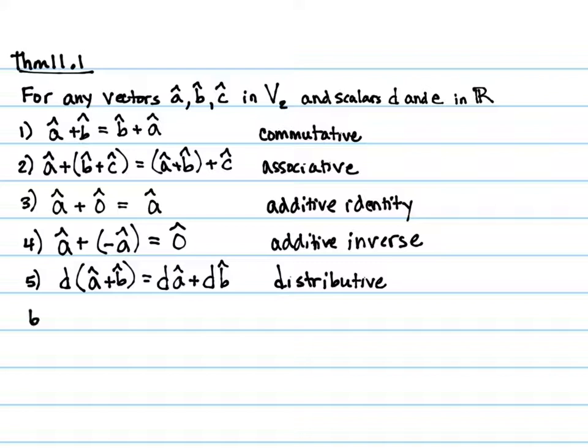And number 6 is very similar. Number 5 has us distributing a scalar through the sum of two vectors. But number 6 has us distributing a vector through the sum of two scalars. So I have scalars, D plus E, times a vector A, and I can distribute the vector A through to each scalar. So dA plus EA. And it's again the distributive property.